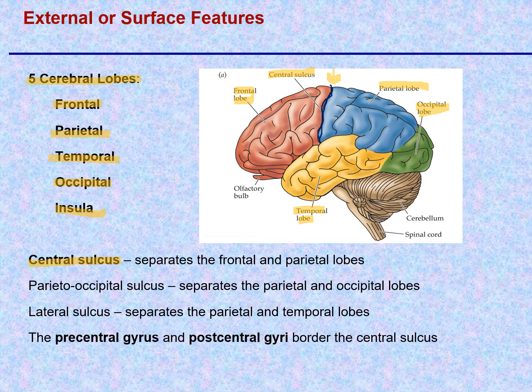And the ridge or gyrus in front of it, anterior to it, is called the pre-central gyrus. And the ridge behind it is called the post-central gyrus. So these are the gyri. Here is the spelling error. It should be gyrus. These two ridges or gyri border on either side of the central sulcus. These are important landmarks that you should understand.